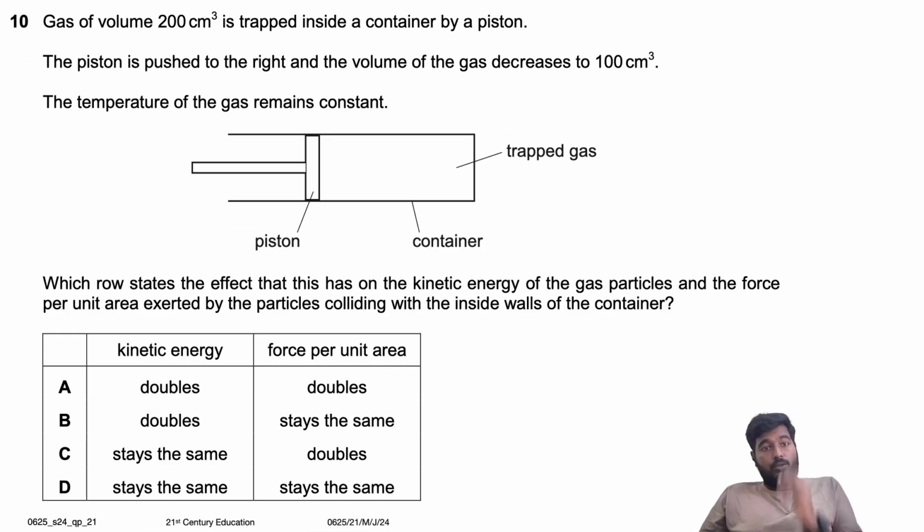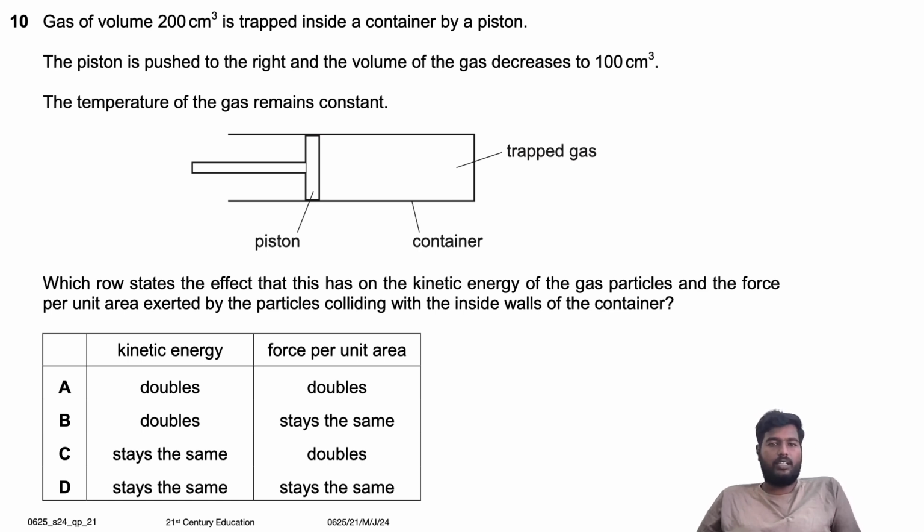Gas of volume 200 centimeter cube is trapped inside a container by a piston. The piston is pushed to the right and the volume of the gas decreases to 100 centimeter cube. The temperature of the gas remains constant. Which row states the effect that it has on the kinetic energy of the gas particles and the force per unit area exerted? Okay, so they are basically asking the kinetic energy and the pressure.